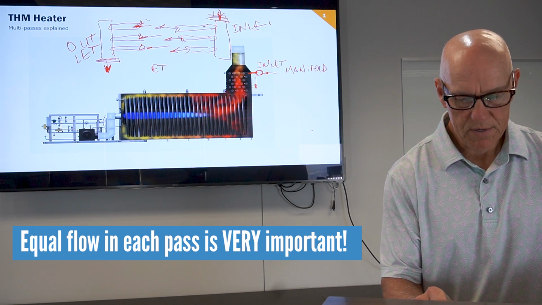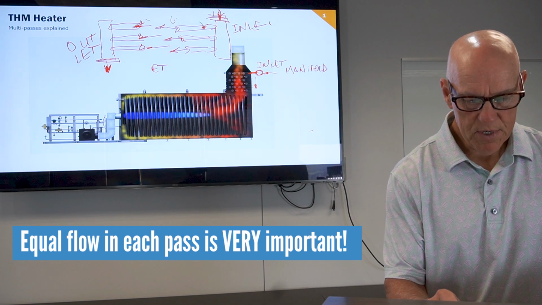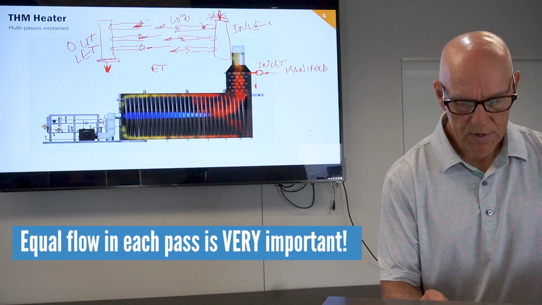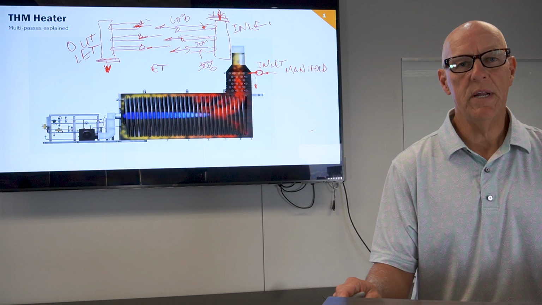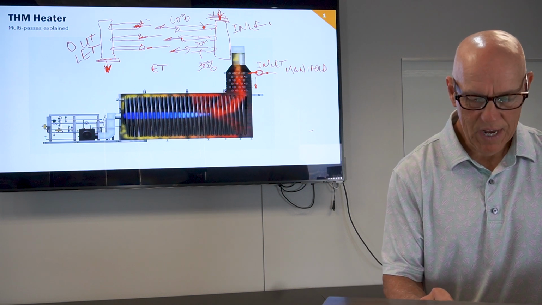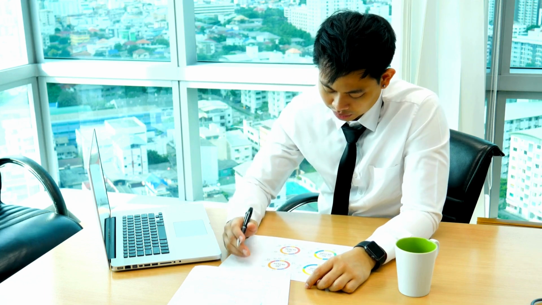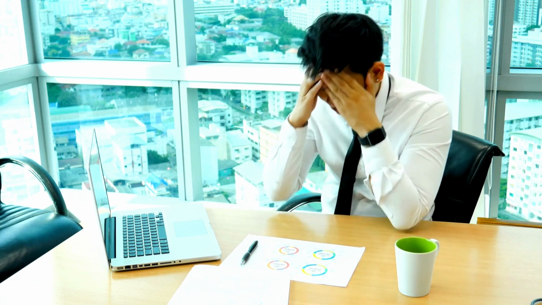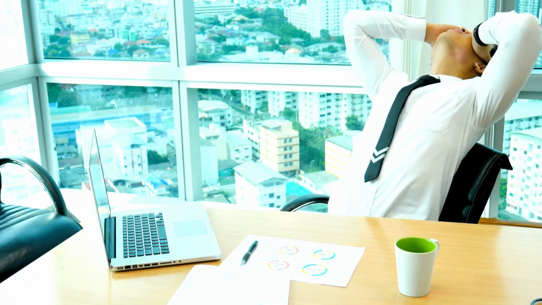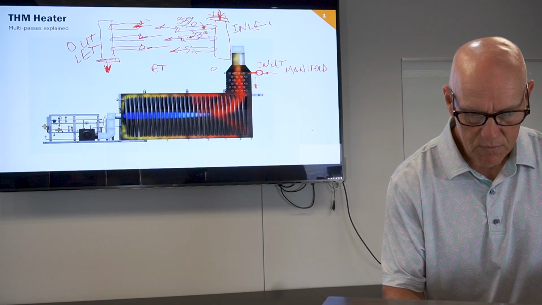If this pass carried 60% of the flow and these were 30 and 30, which pass would get hotter? These 2 passes would obviously be hotter than this pass because they're taking away less heat, and hotter maybe to a point where I have fluid temperature problems or material problems. So having these the same flow is really important. You know, like they're all 33% would just be perfect.